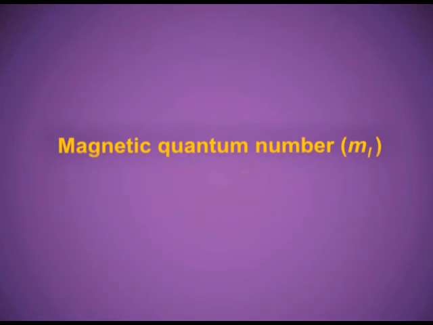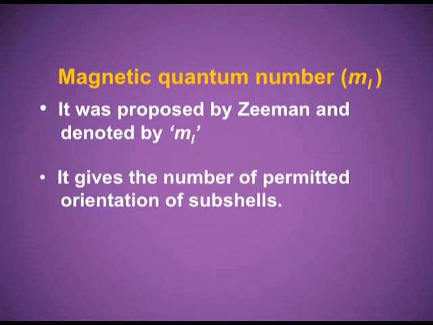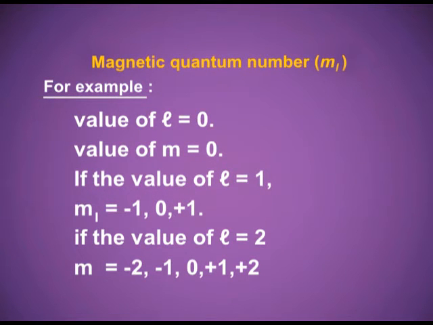The third quantum number, that is magnetic quantum number. Its symbol is small m and a subscript, that is small l, on the right hand side. It was proposed by Zeeman. It gives the number of the permitted orientations of the subshells. The value of m varies from minus l to plus l through 0. For example, if the value of l is 0, then m will also be 0.